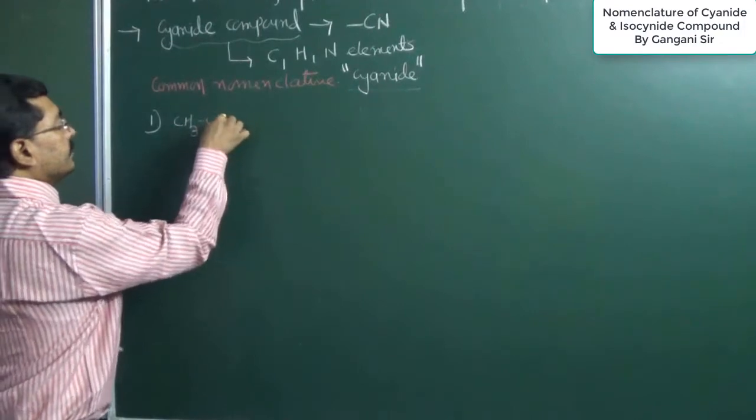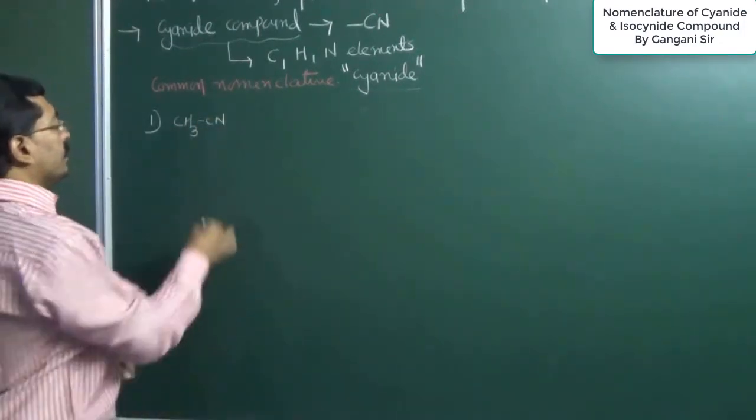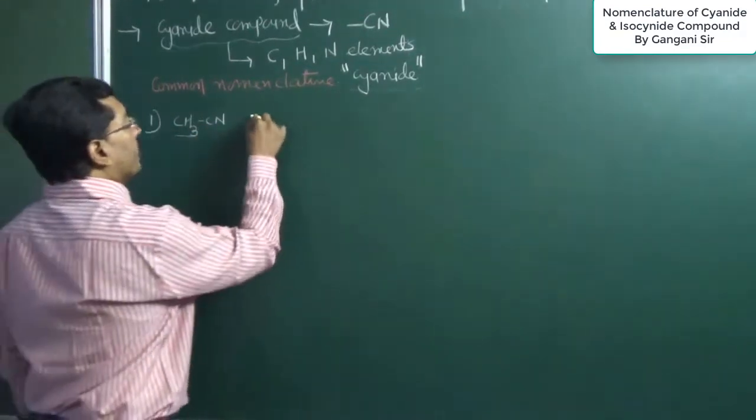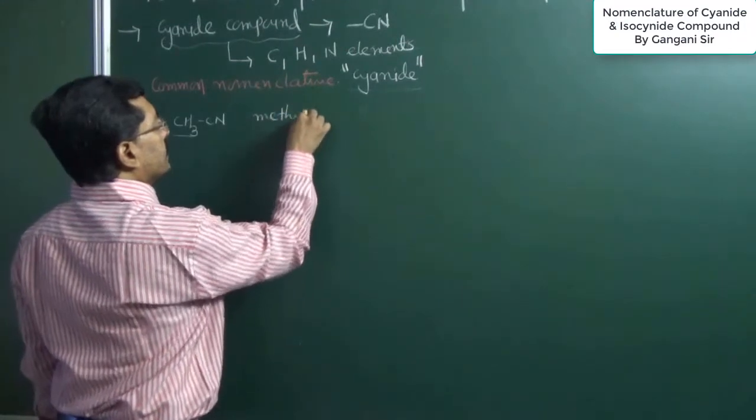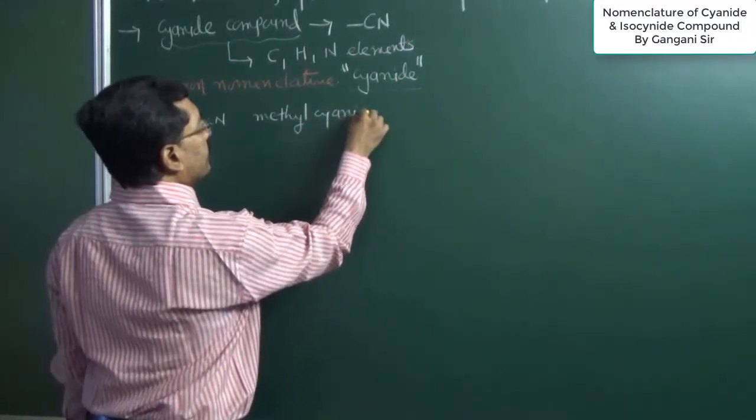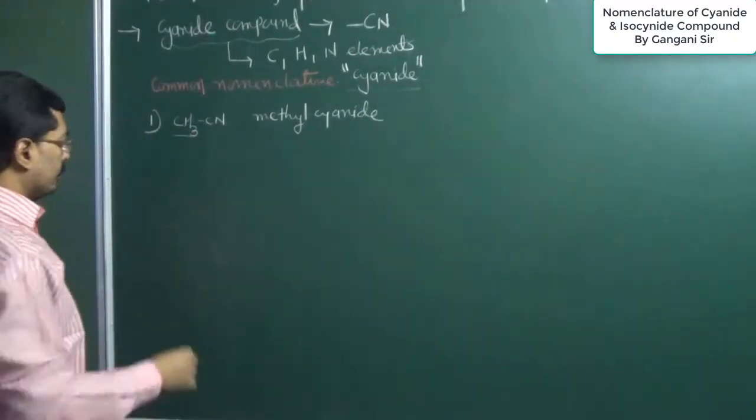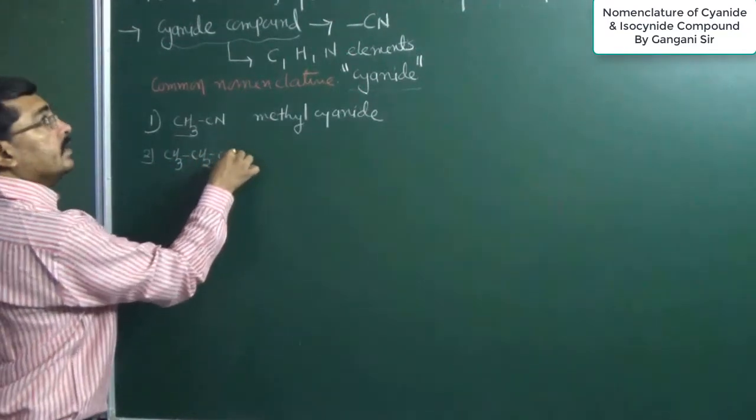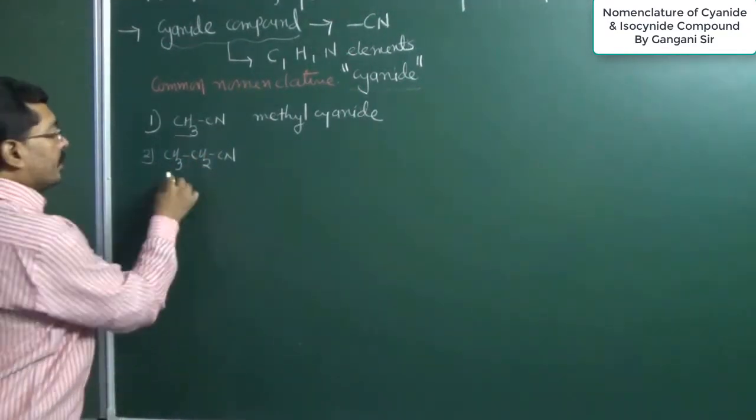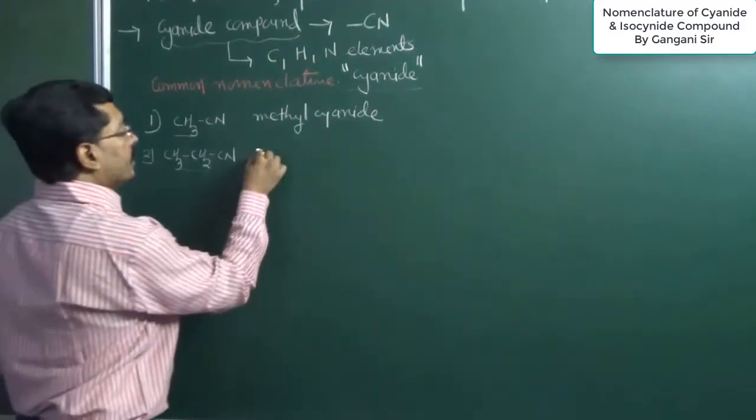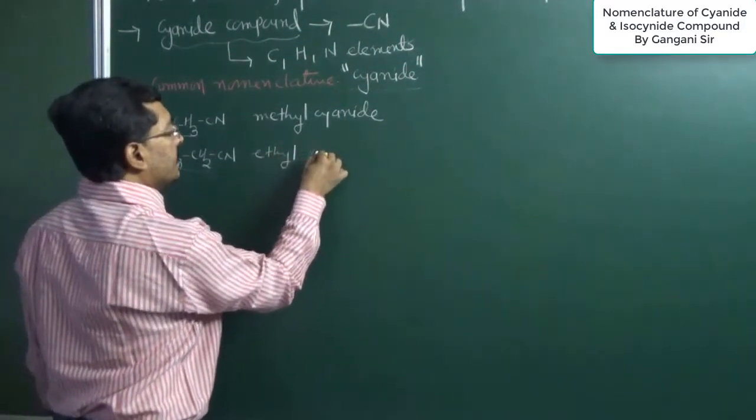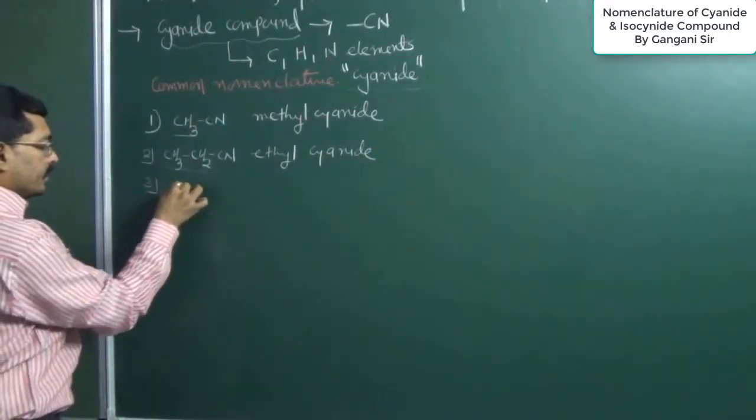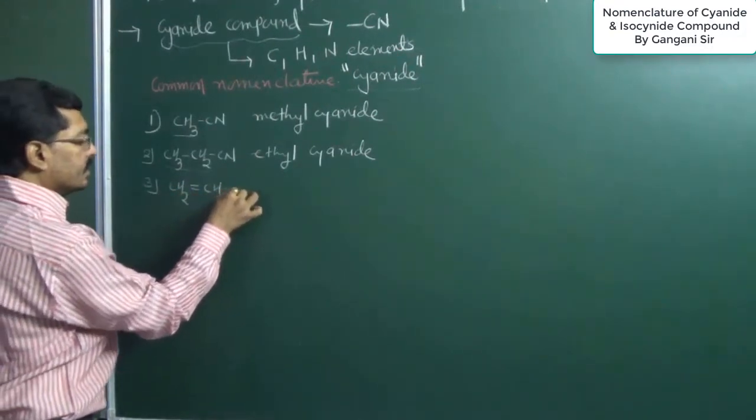Suppose CH3CN, and we have to give its common name. Other than CN, there is only one carbon atom, so its common name will be methyl cyanide. Now suppose this structure, CH3CH2CN. It has two carbons other than CN, so the common name of this structure will be ethyl cyanide.